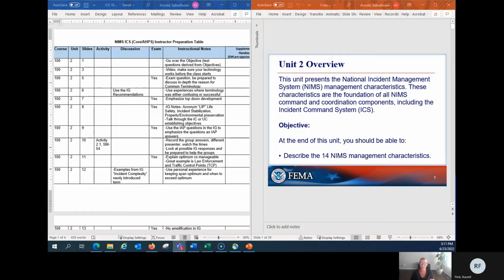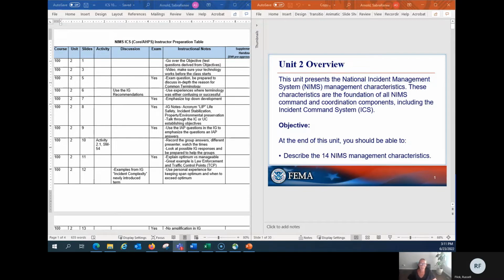On the left-hand side of your screen, you're going to see my completed instructor preparation table. This is what I'm going to be using to conduct my teach back of this unit. On the right-hand side are those FEMA provided slides that we will utilize for the teach back.